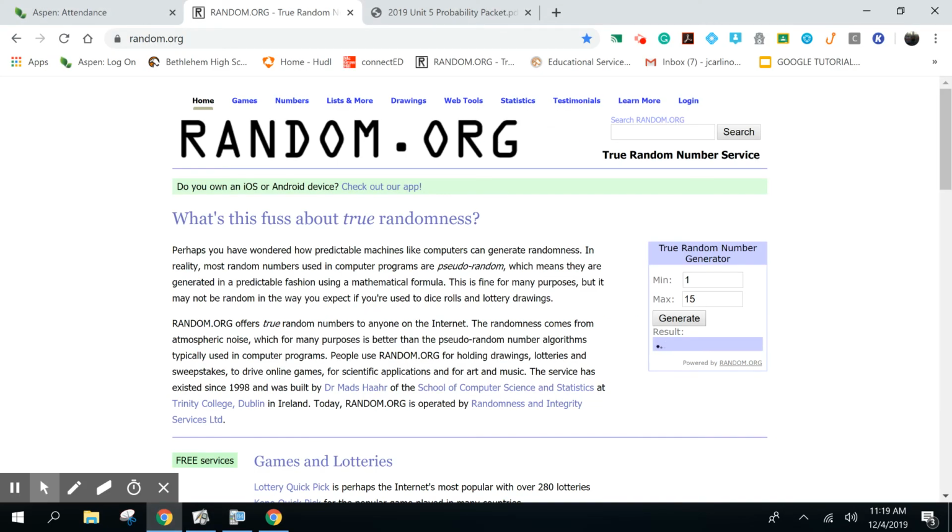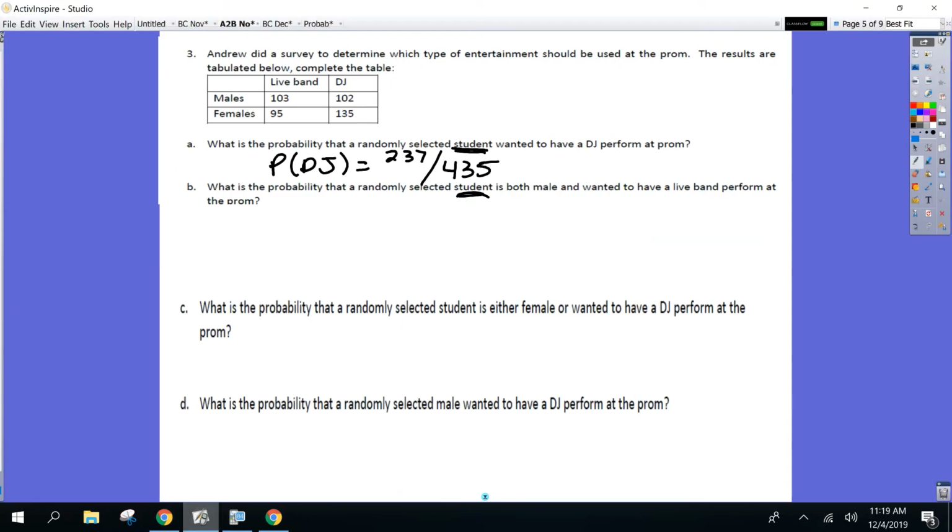All right, so first, male and live band. How many? 103 out of how many students? Still 435, because I'm picking from the whole group of students. That's going to change in a couple though.